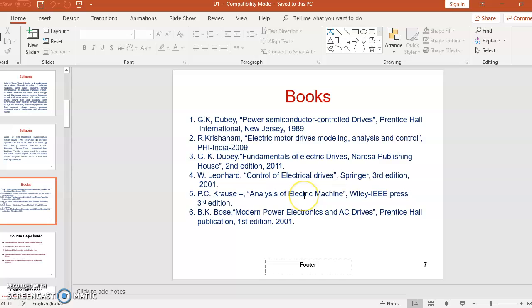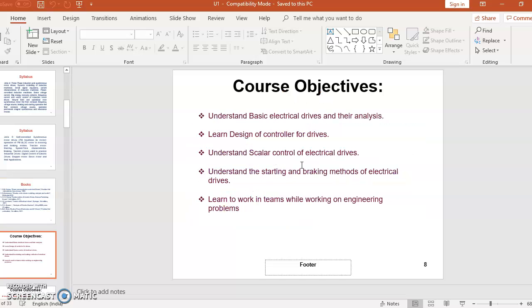And these are a few books for this course: Power Semiconductor Controlled Drives by G.K. Dubey, Electric Motor Drives: Modeling, Analysis and Control by R. Krishnan, and another book, Fundamentals of Electric Drives, by G.K. Dubey, and also a very important book, Modern Power Electronics and AC Drives by B.K. Bose. So these are the objectives of this course.